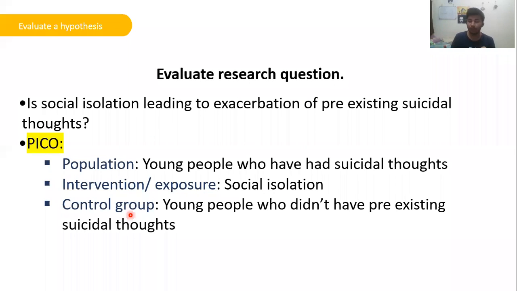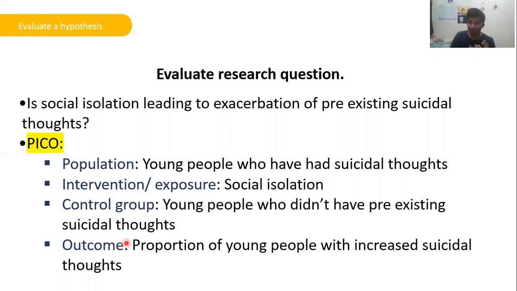What am I comparing this result with? So I am comparing this among the young people who did not have pre-existing suicidal thoughts, because I am suspecting that social isolation is leading to exacerbation of pre-existing suicidal thoughts. So if the rate is higher, how will I know that the rate is higher? I have to compare it with people who did not have pre-existing suicidal thoughts, and that is conveyed by my research question. And last is outcome. Can my research question tell what my result will show? So my result will tell the proportion of young people with increased suicidal thoughts during this pandemic.